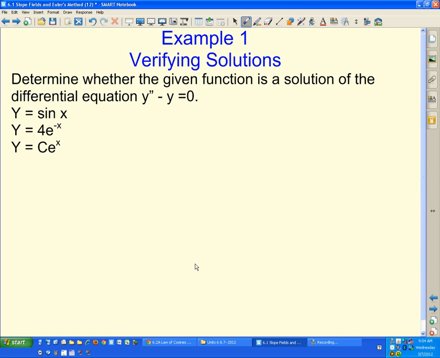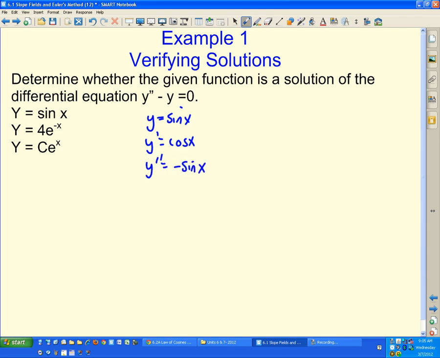So then we have a couple examples. We're going to try to show whether these are solutions of this differential equation. My differential equation is y double prime minus y needs to equal 0. For the first one, sine of x, I need to go through and take the derivative of this. So y is sine x, then y prime would be cosine x, and y double prime will give me negative sine x.